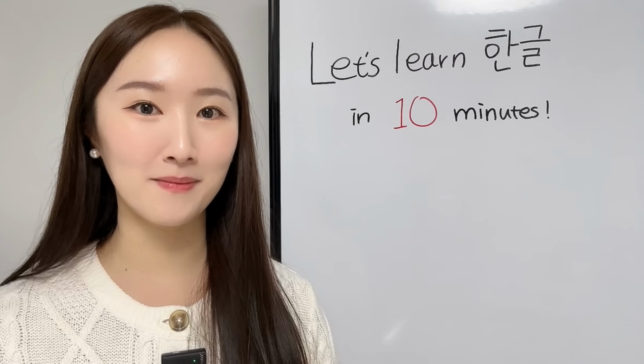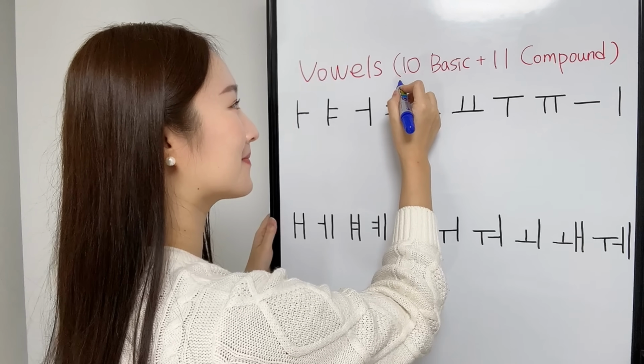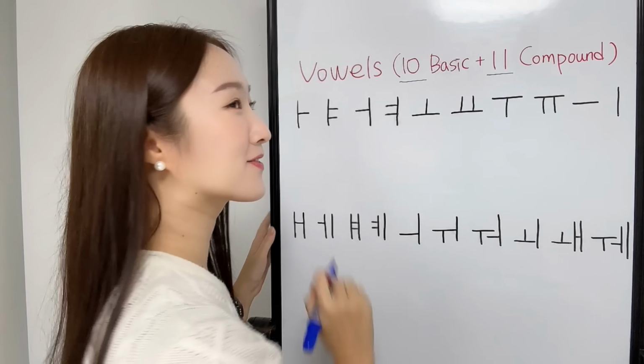Let's learn the Korean alphabet in 10 minutes. Let's get started. In Korean, there are 10 basic vowels and 11 compound vowels.